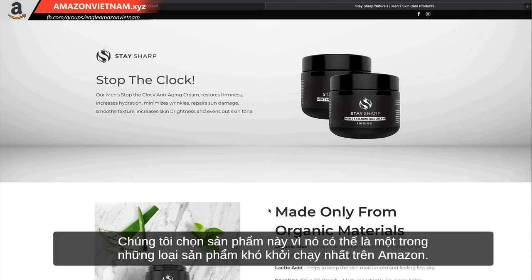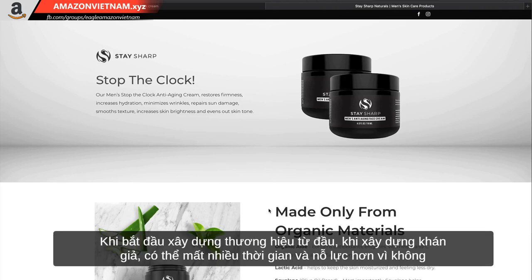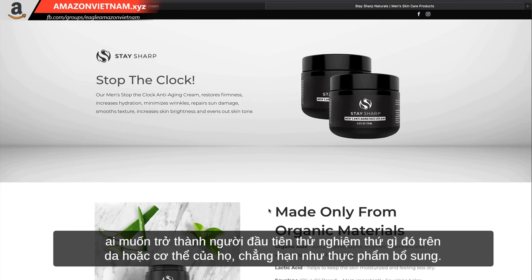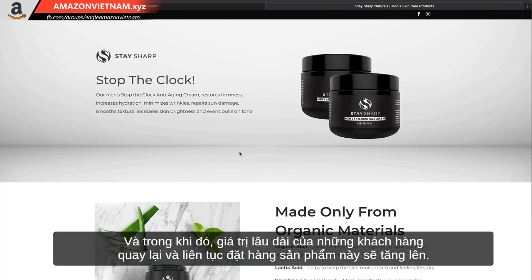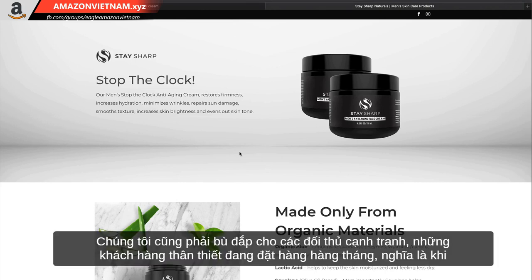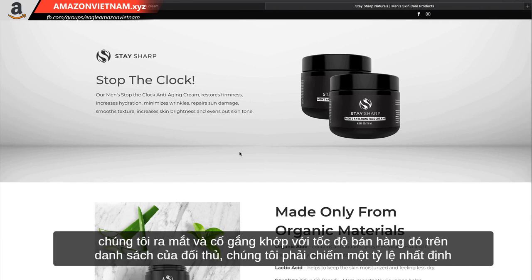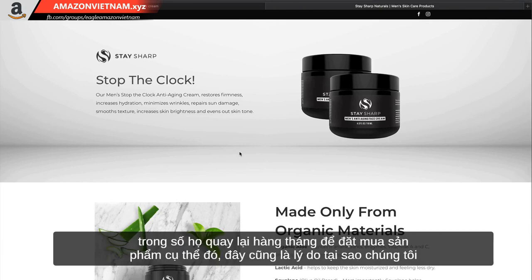We picked this product as it can be one of the hardest product types to launch on Amazon when starting a brand from scratch. When building an audience, it can take longer and more effort, as nobody wants to be the first person to test something on their skin or in their body, such as a supplement. And whilst there is upside in the lifetime value of the customers that come back and repeatedly order this product, we also have to compensate for our competitors' loyal customers who are ordering their products on a monthly basis, which means when we come to launch and try to match that sales velocity on our competitors' listings, we have to account for a certain percentage of them that are coming back every month to order that specific product.